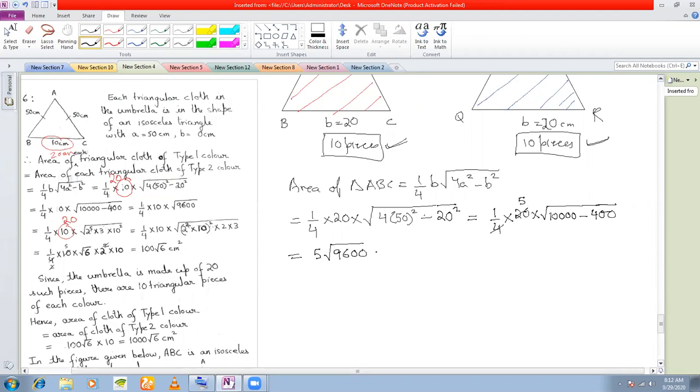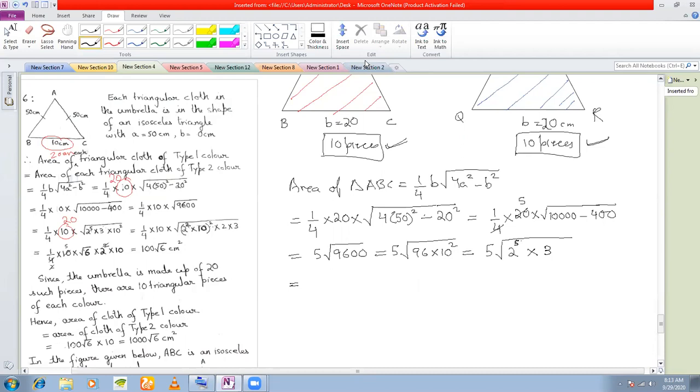I prime factorize 96. Okay, write this as root over of 96 into 10 square. Okay, and then 96 I can prime factorize as 2 to the power of 4, or in fact 2 to the power of 5 into 3. Okay, yes, 2 to the power of 5 into 3.